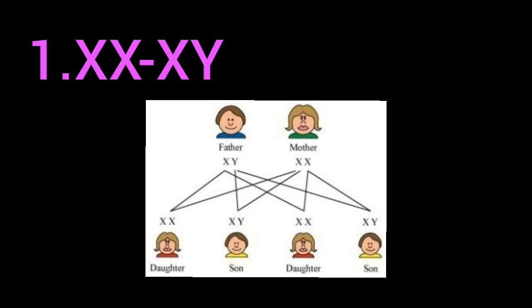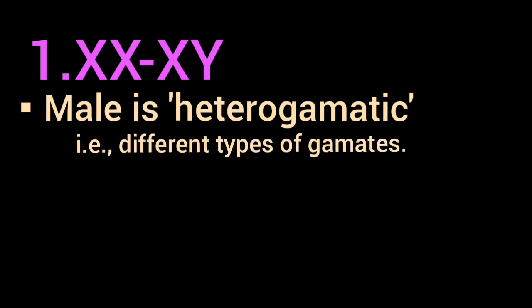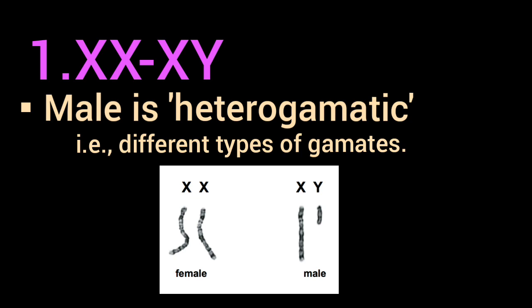As the name itself indicates, it is going to produce 2 types of gametes. Yes, you are right, heterogametic, 2 types of gametes. Gametes which bear X chromosome and gametes which bear Y chromosome. Got it? And the female is XX, which means the female is homogametic. That is going to produce all same gametes with respect to chromosome.